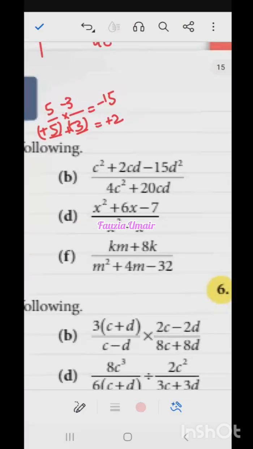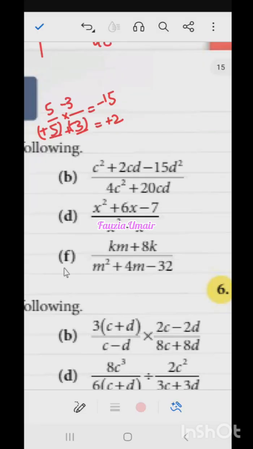Can anyone else tell me what to do in the numerator of the D part? Anyone apart from Waleed? How do we factorize x square plus 6x minus 7? Middle term breaking. Very good. What about x square minus x? What to do with this part? Taking common. Very good. So this is how you're going to factorize, and then you can cancel the common factors, and it will turn into the simplest form.